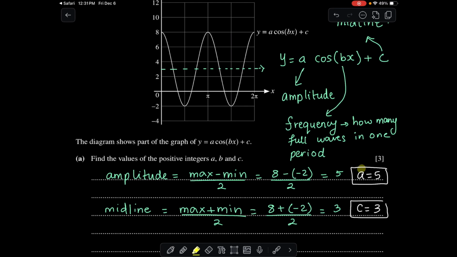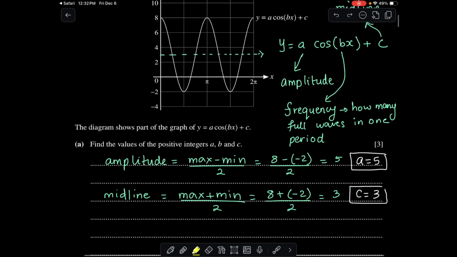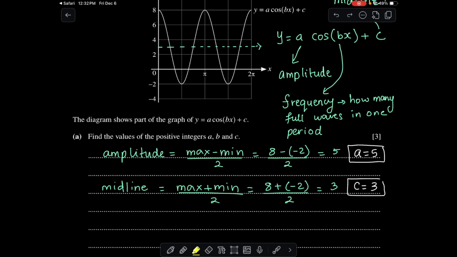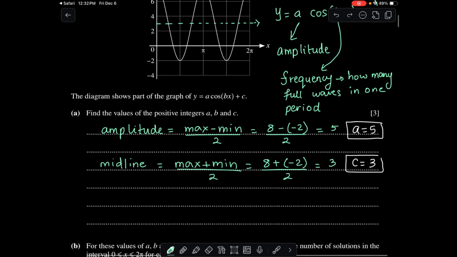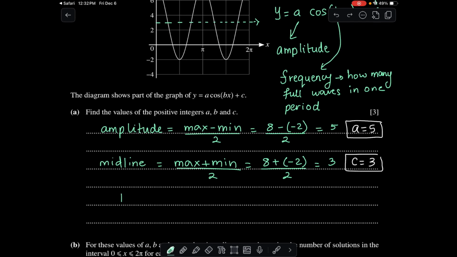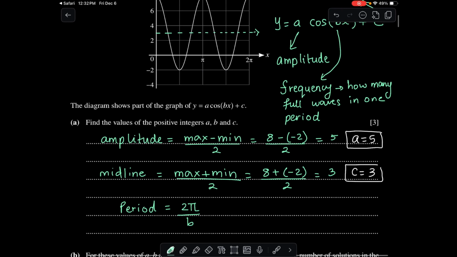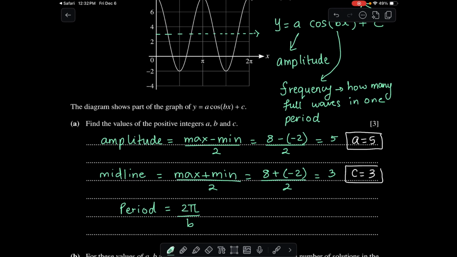Now we need to calculate the value of B. B is the frequency, how many full waves in one period. To calculate B, we are going to use the formula for the period. Now this is a cosine graph in terms of radians, so the period is 2 pi divided by B. To find the period of this graph, you are going to look at how many full cycles there are. So B stands for how many full cycles you can see in the graph.